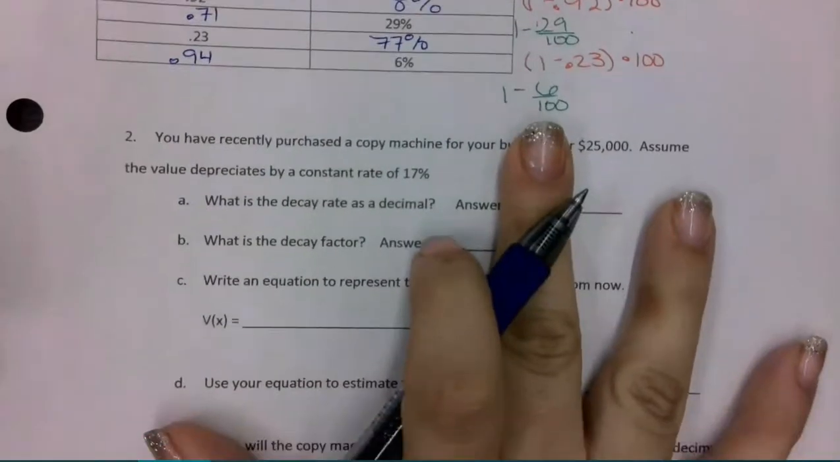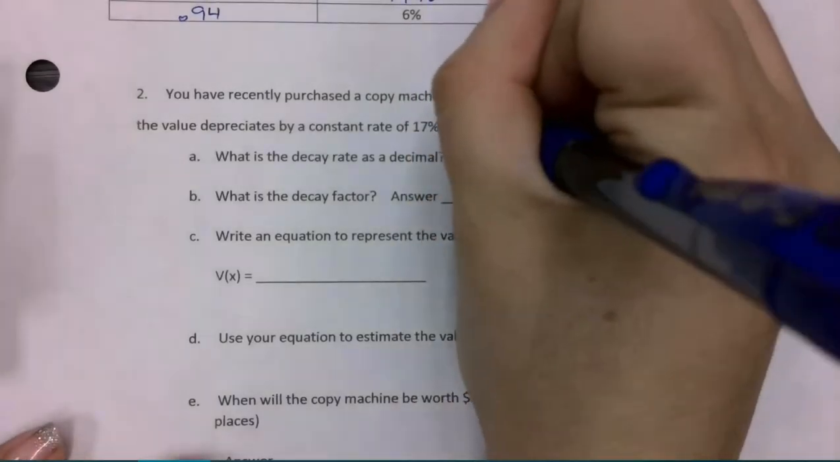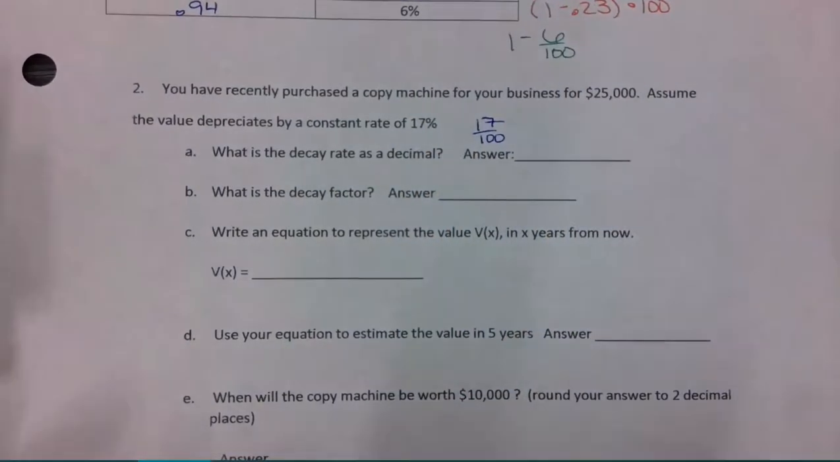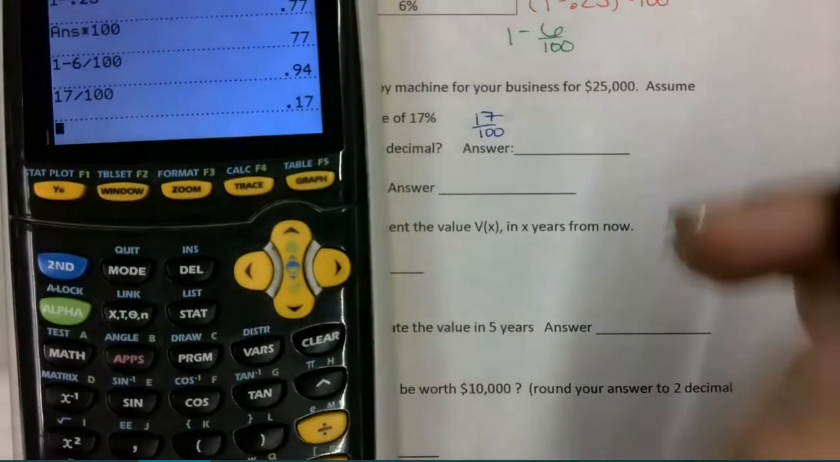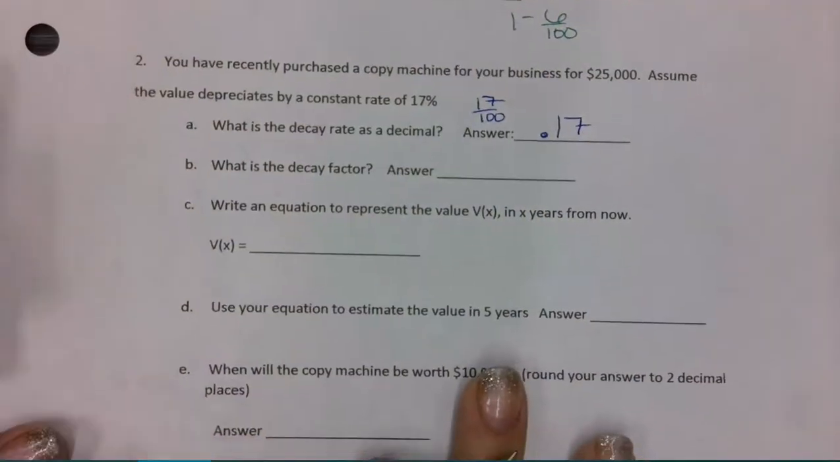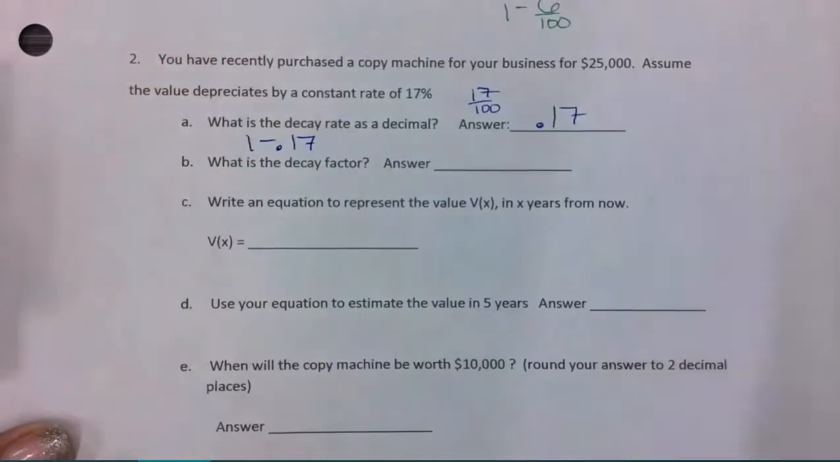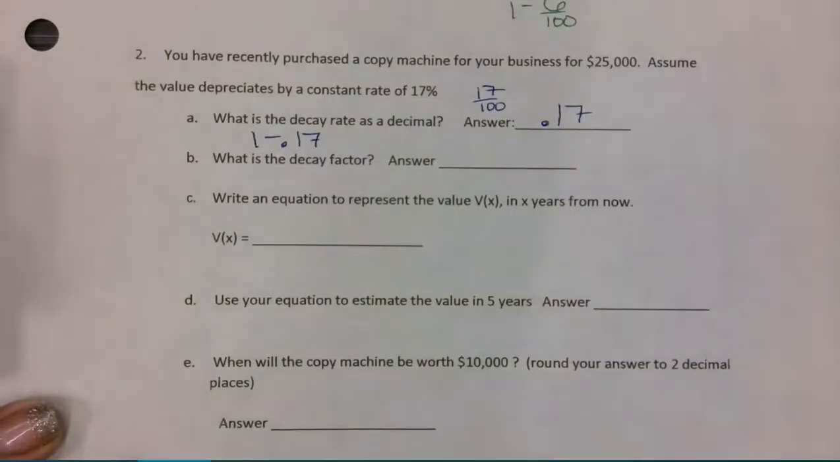Okay. Number 2 is telling me I purchased a copy machine for my business. It's $25,000 and it depreciates at a constant rate of 17%. So to get my rate as a decimal, I do 17 divided by 100. Gets me 0.17. Okay. The decay factor, this is the one I subtract from 1. So I want to do 1 minus 0.17. This gets me 0.83.